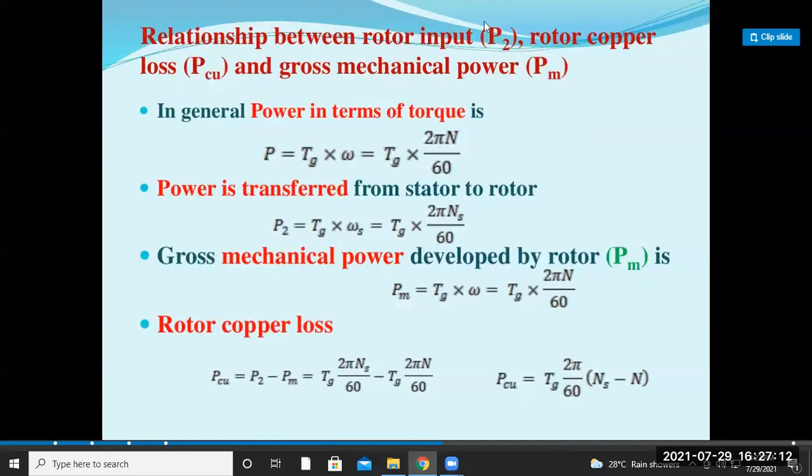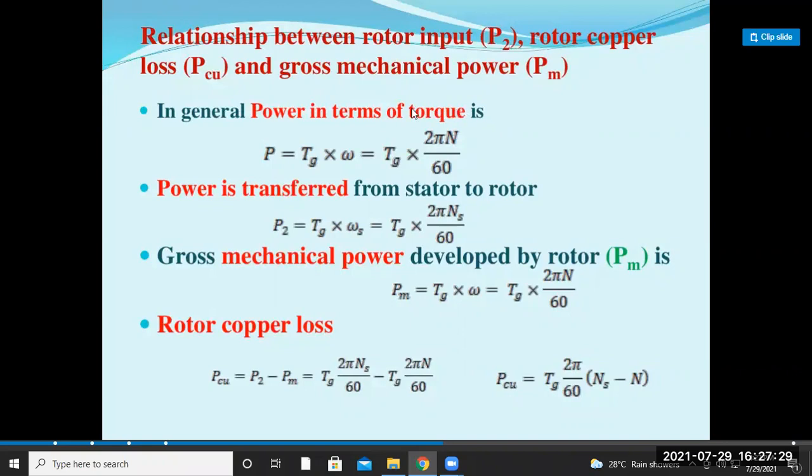This is the rotor input, that is P2. This is the loss of the rotor, that is copper loss. Iron loss is very small, so that is ignored. And the output is your gross mechanical power, that is the mechanical power developed, PM.